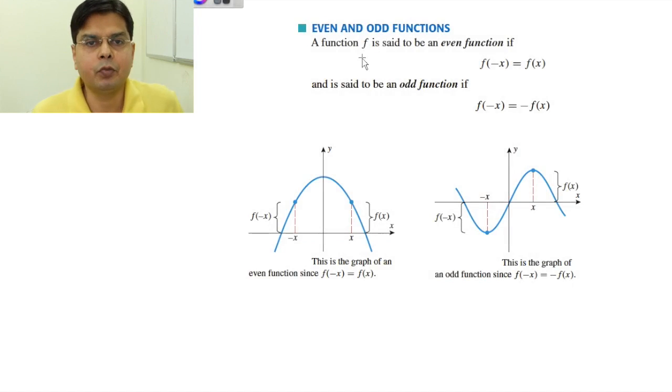Even and odd functions. So what are even and odd functions? A function f is said to be an even function if f of minus x is equal to f of x, and this is true for all x. It has to be true for all x.